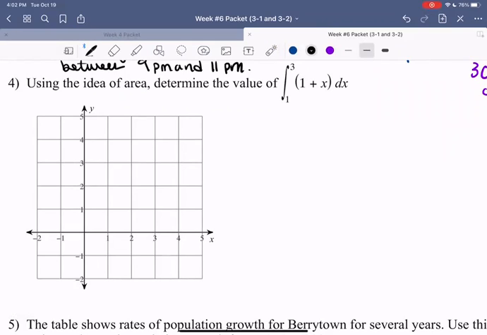So what we've seen so far in the examples are how to estimate areas under curves using rectangles. But for this problem, we actually don't have to do that. We can find the exact area under the curve. So let's go ahead and see why.